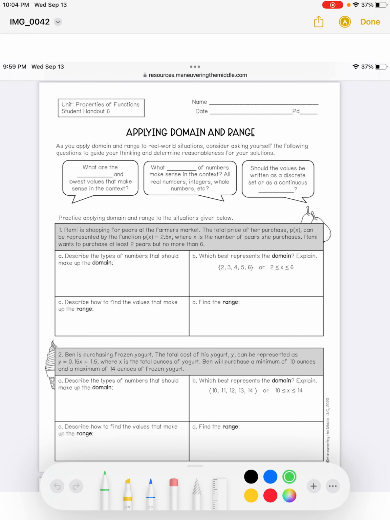Hey guys, it's Mr. Bosher, and today we're going to talk about applying domain and range, which basically just means word problems for domain and range.